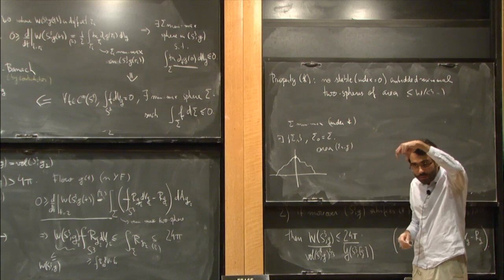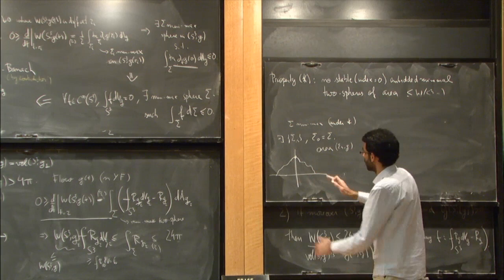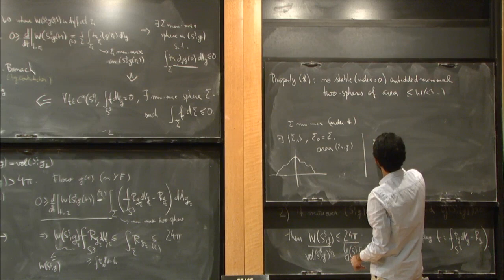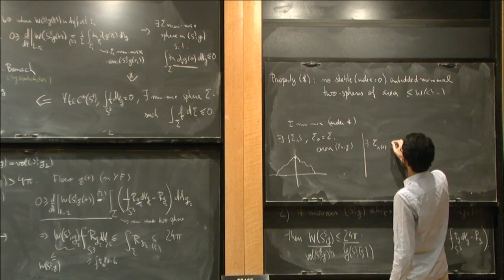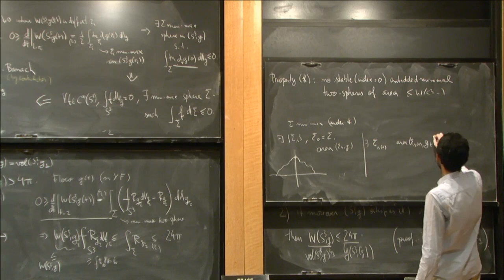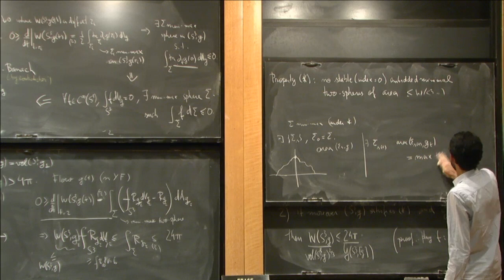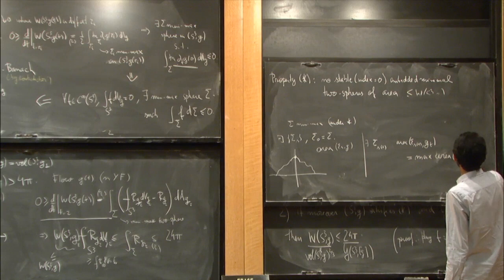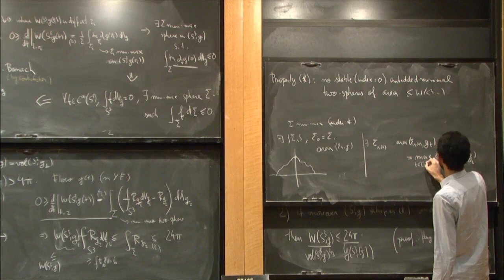So the idea is that if we perturb this picture, we will find a family of spheres depending on t, such that the area of those spheres with respect to the varying metric is actually the maximum of the areas in this family. Okay? So we are fixing the family, varying the metric. And what I'm saying is that there is a smooth determination of the maximum, the slice with maximum area.